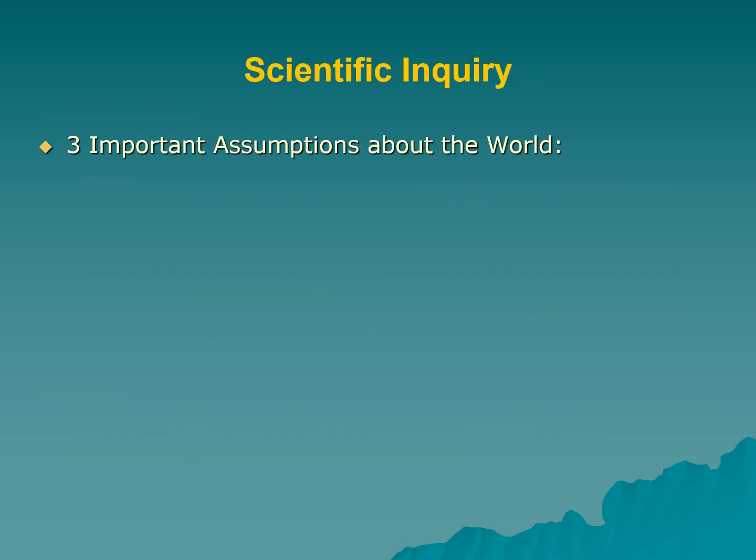How to do science? In order to do science, there are three important assumptions we have to agree on. The first one is order. Order means that the universe cannot be a complete chaos. I mean, it's just humans, we like to make sense of our surroundings. We like to create orders so we can understand them. The universe could be a complete chaos.